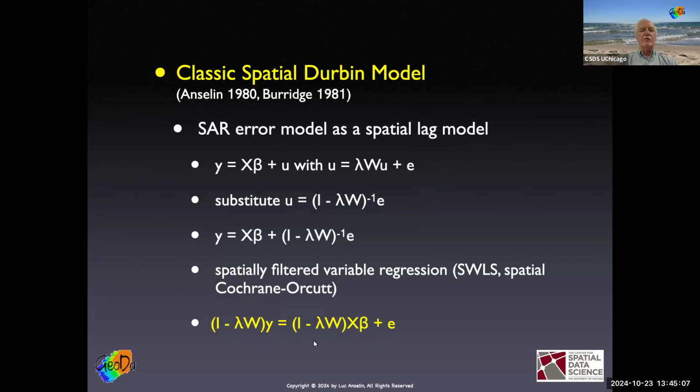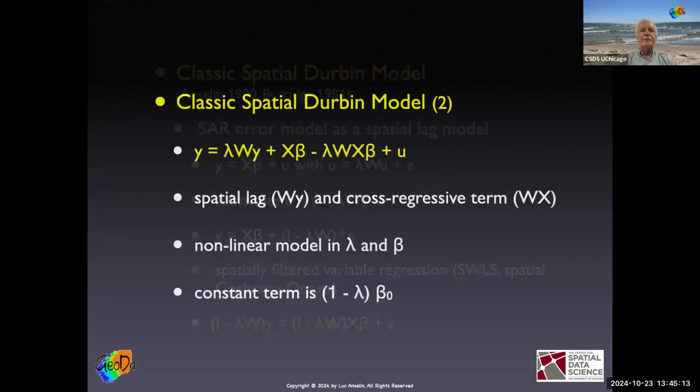Now, if we work out this form, we move this part over here, then we get what I call a classic spatial Durbin specification, which is, ironically, a spatial lag model. So the spatially autoregressive error model turns out to have an equivalent form as a spatial lag model, but there are constraints on the parameters.